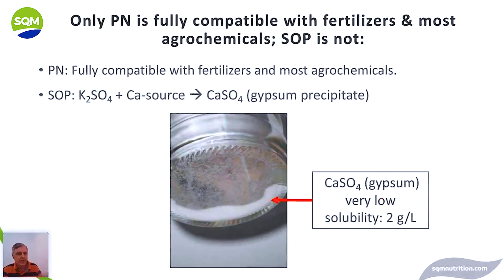Another point to consider, as I mentioned, is the compatibility between the sources. If you use, for example, potassium nitrate, it's fully compatible with fertilizers and most agrochemicals. With sulfate of potash, we need to take care and be sure that it will not be present together with some calcium source in the same solution, because then we will have gypsum formation, as you can see in the picture.